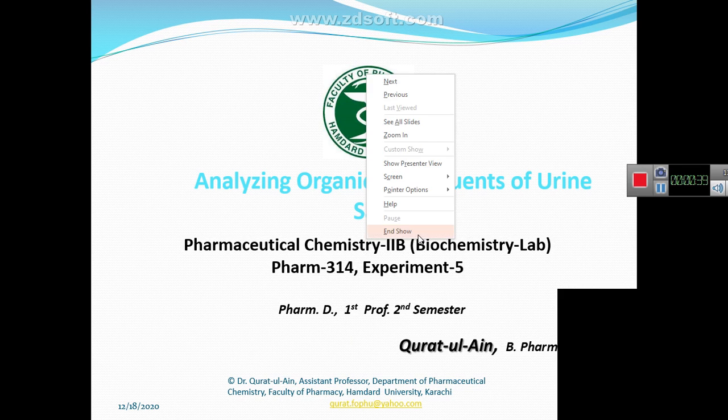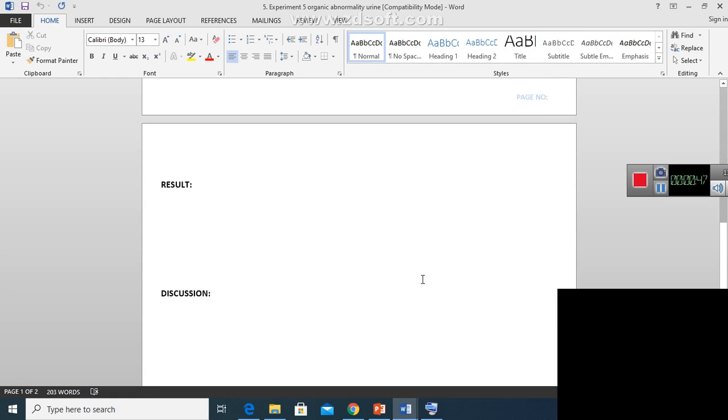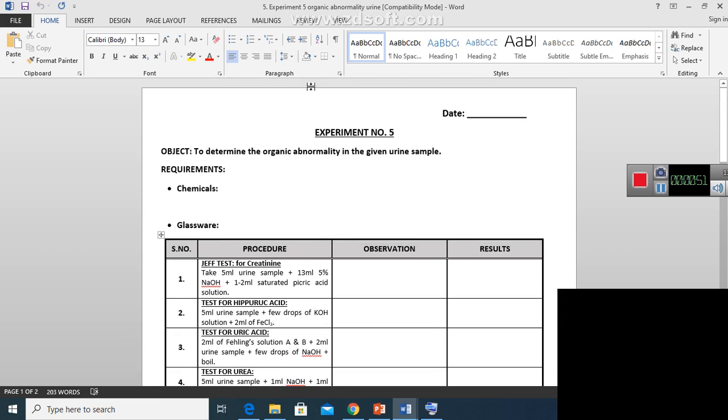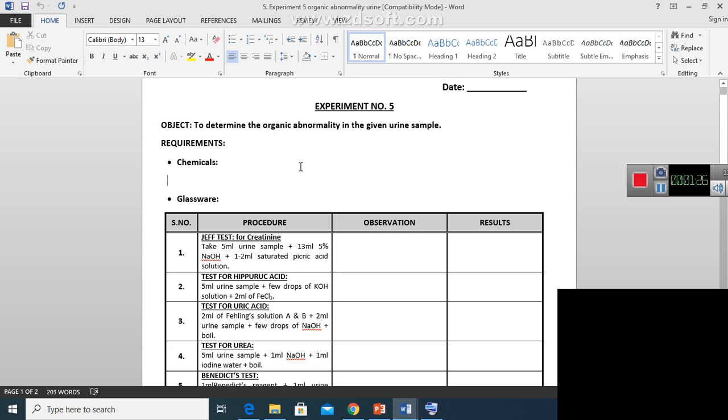So let's start our new experiment, and this is from your manual. What is the objective of our experiment? The objective is the thing that we wish to perform. In this experiment we wish to determine the organic constituents that are present in the urine sample, or to find out whether any organic constituent present in the urine is at an abnormal level or not.